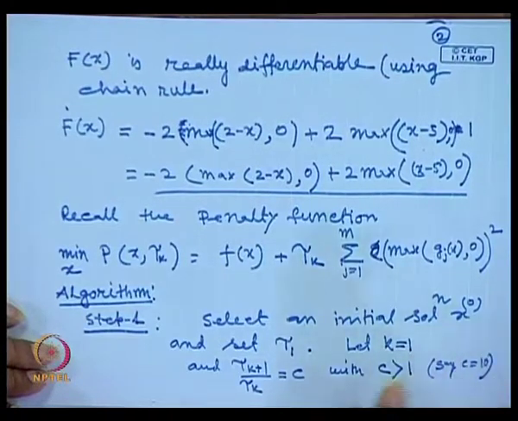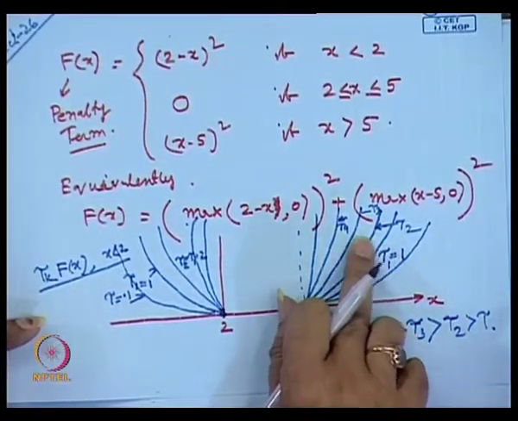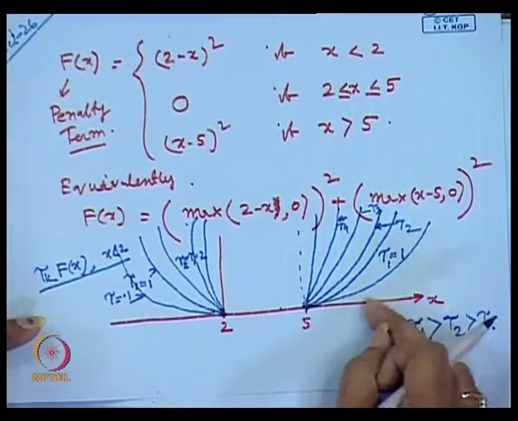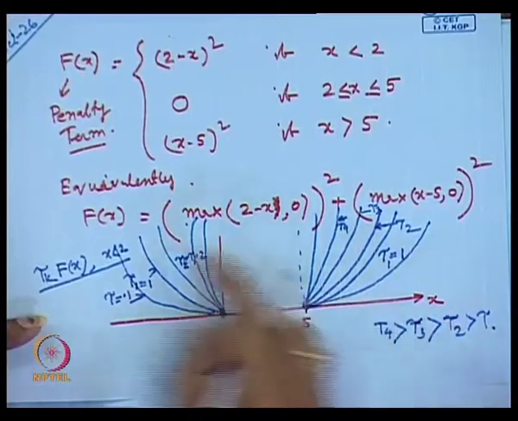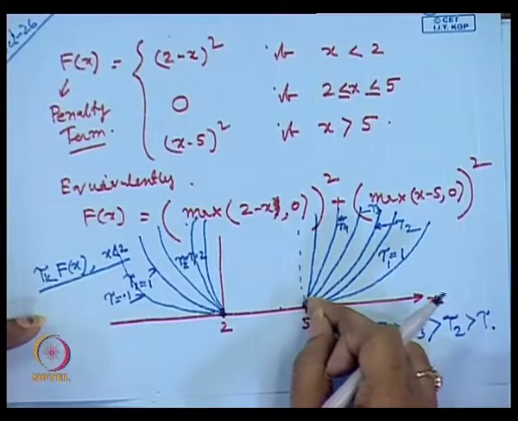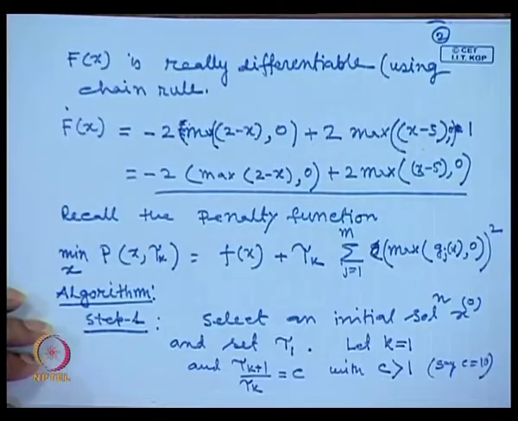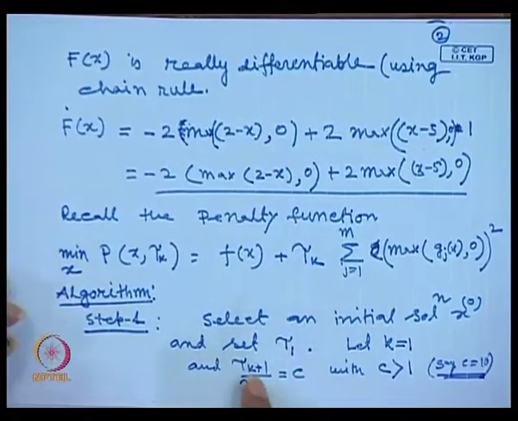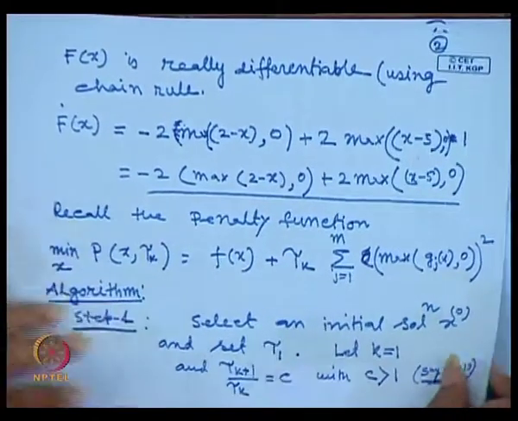We have seen in this example that when the tau value is increasing, the penalty function value in the infeasible region approaches the optimal value of the function. So now you consider c equal to 10. In the first iteration, tau 1, I have selected some small value. Then for the next iteration, tau k plus 1, you select 10 times tau 1. That is the first step.